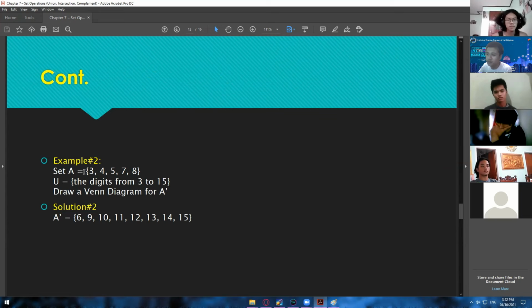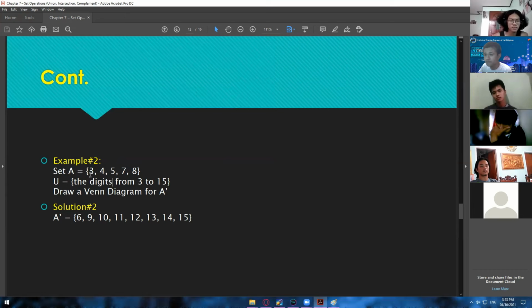Okay, so we will not start with 0, 1, and then 2, since the universal set itself will start from 3. Okay, so please do take note on this one also. So it doesn't always start with 0, doesn't always start with 1. Sometimes it does start with 3, and then it could end also with 14, 13. So that depends on the given numbers for the universal set.